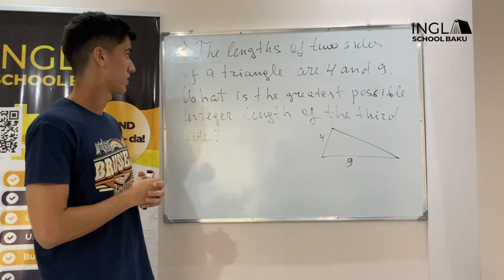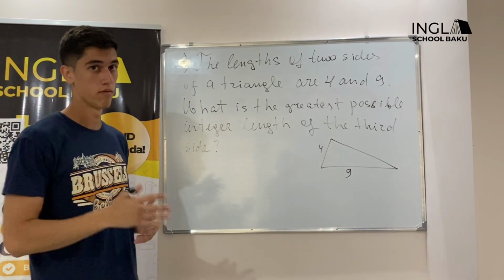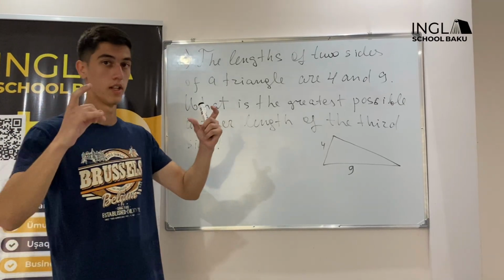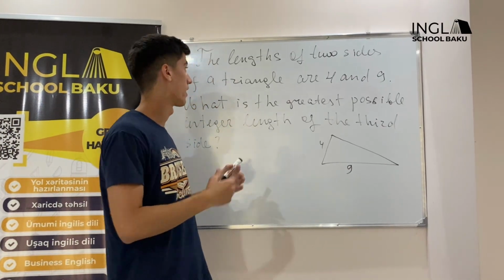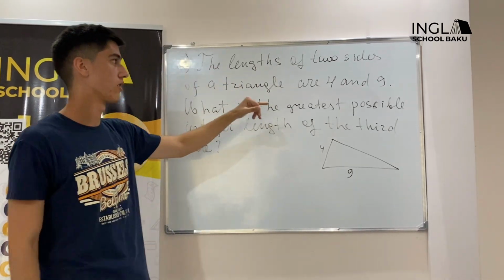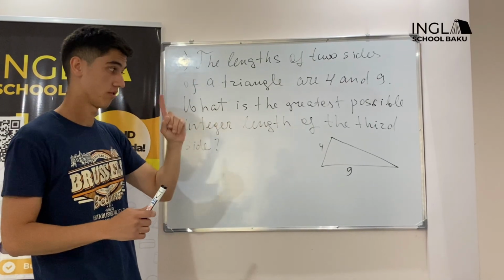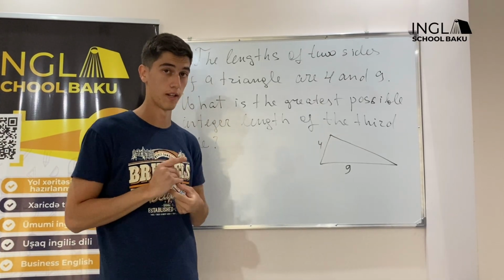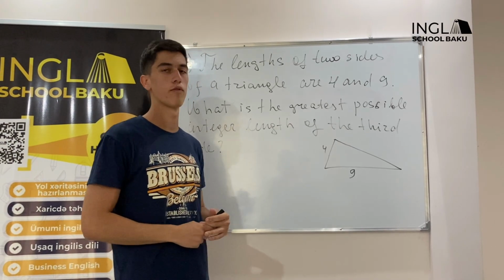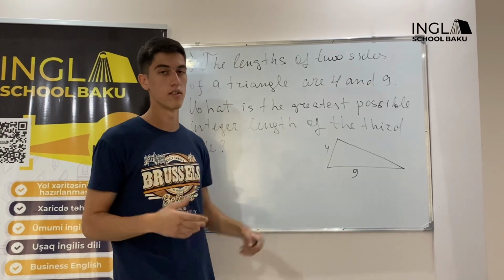So we came to our second problem, which is easy as well. Before I explain, you can pause the video and think of it yourself and see if your answer comes together with mine. So it says, the length of 2 sides of a triangle are 4 and 9. What's the greatest possible integer length of the third side? This is a simple problem. It's one of the first lessons when we go into the geometry and the triangle itself.